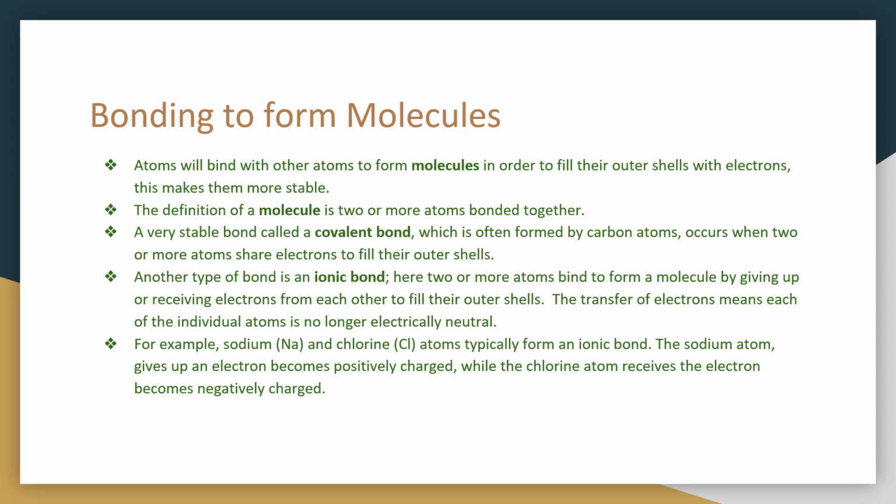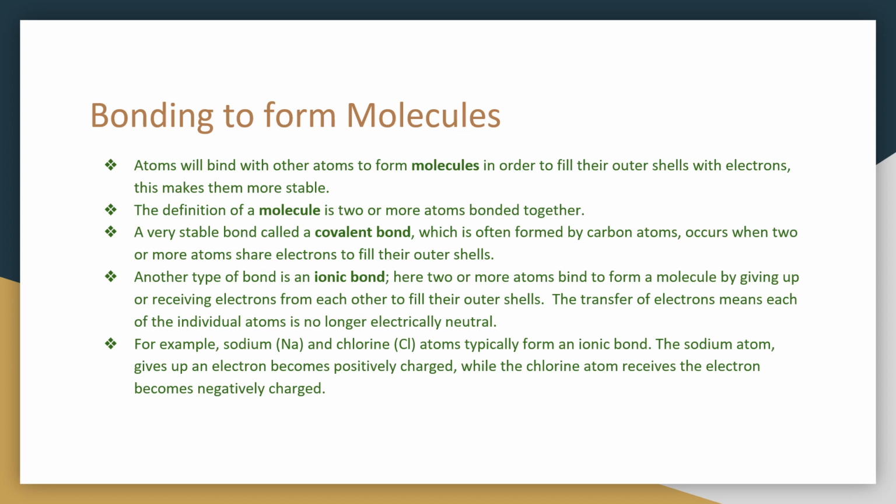Atoms will bind with other atoms to form molecules in order to fill their outer shells with electrons. If their outer shells are filled, that makes them more stable. The definition of a molecule is two or more atoms bonded together. A covalent bond is your most stable type of bond, often formed by carbon atoms. This occurs when two or more atoms share electrons to fill their outer shells. So remember that a covalent bond is your most stable bond.